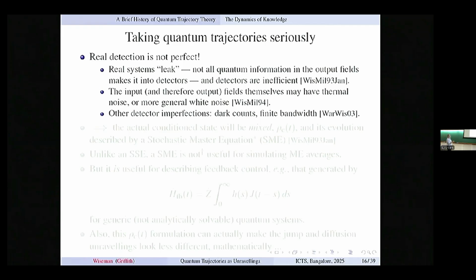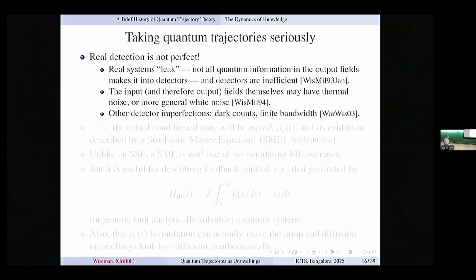In the real world, systems leak, so to speak, in the sense that not all quantum information in the output field is going to make it into the detector. Particularly if one has an atom, it's actually very difficult to get much of the output field into a detector at all. And detectors themselves are inefficient. This was something which we addressed in this January 93 paper.